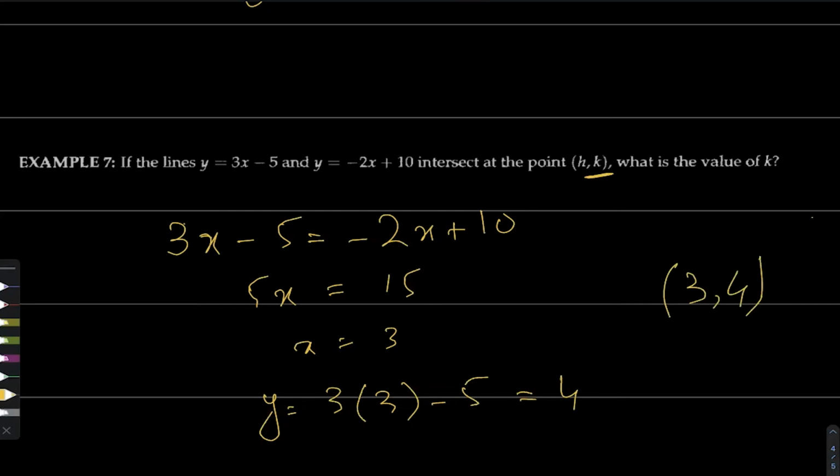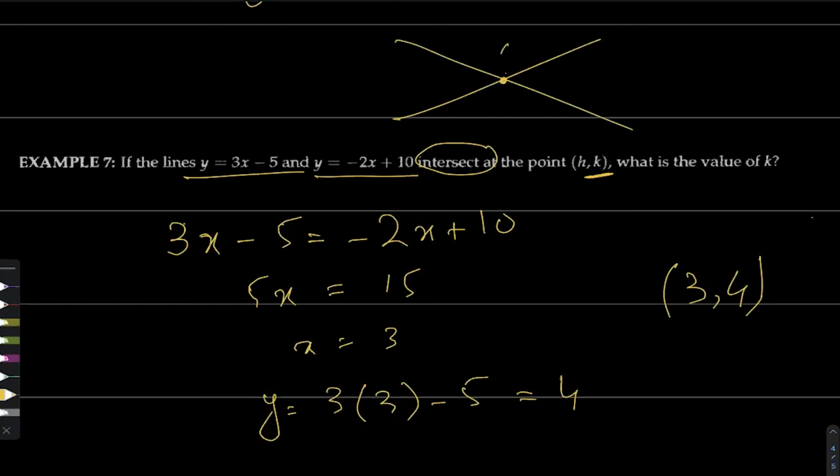Clear? Sir, what did you do? Sir, so basically, yes, what happened? If the lines this and this intersect at point (h, k), which means there's this line and this line, and they're intersecting over here, and this point is (h, k). We want to know what the value of k is. So first of all, we want to know what the point of intersection is. Now, how do you find the point of intersection? You solve the lines simultaneously, if you don't draw them on paper, of course.